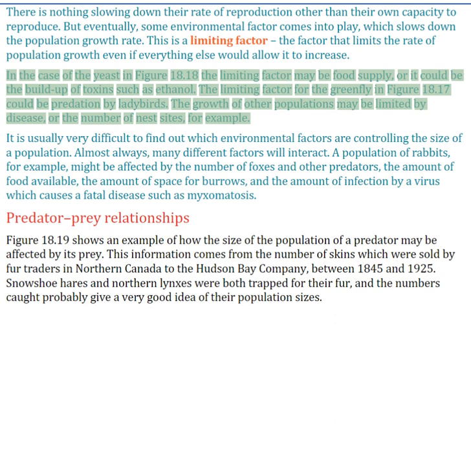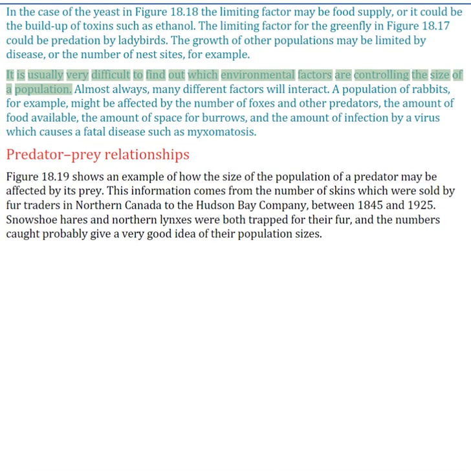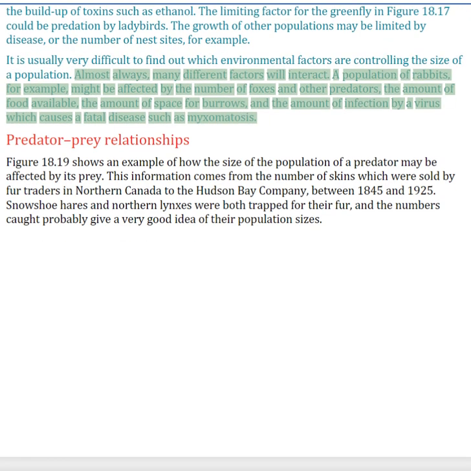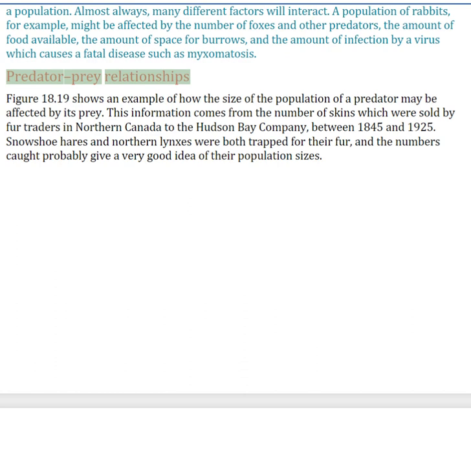The limiting factor for the greenfly in Figure 18.17 could be predation by ladybirds. The growth of other populations may be limited by disease or the number of nest sites, for example. It is usually very difficult to find out which environmental factors are controlling the size of a population. Almost always, many different factors will interact. A population of rabbits, for example, might be affected by the number of foxes and other predators, the amount of food available, the amount of space for burrows, and the amount of infection by a virus which causes a fatal disease such as myxomatosis.